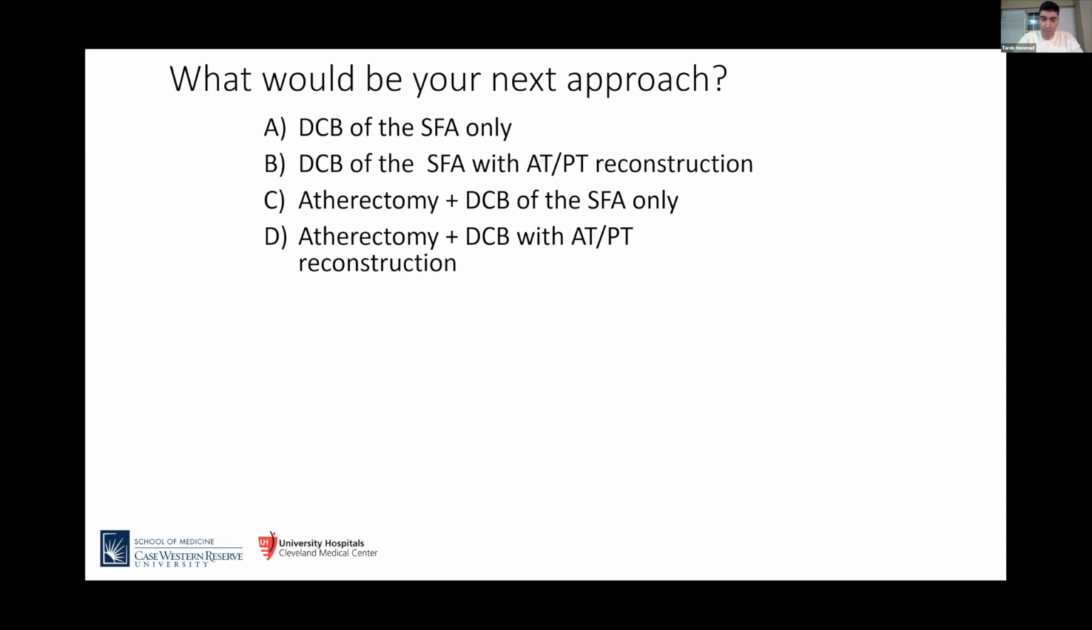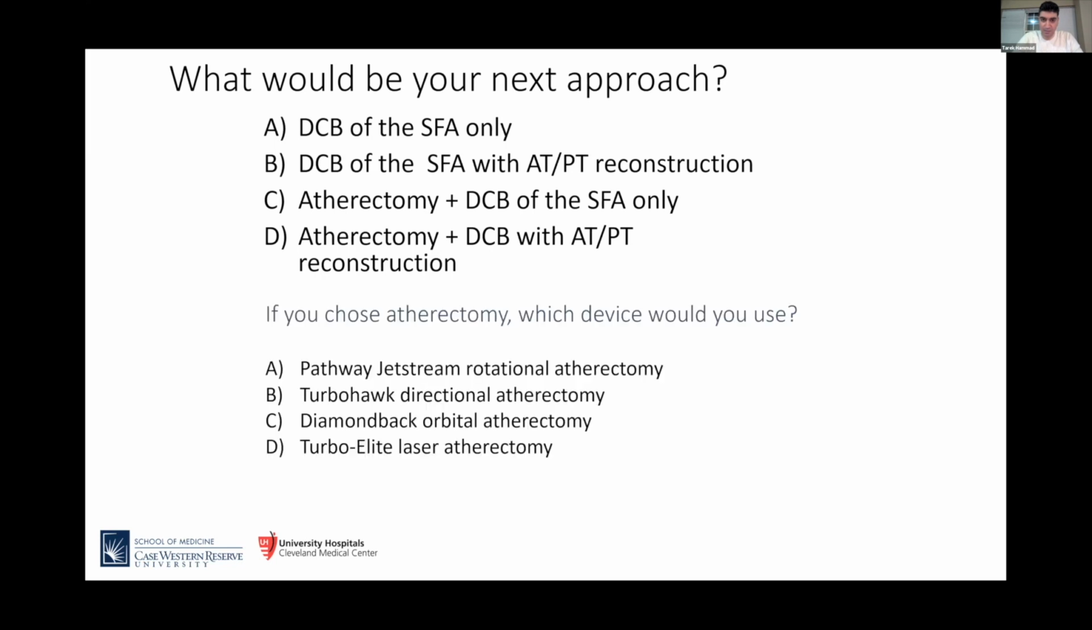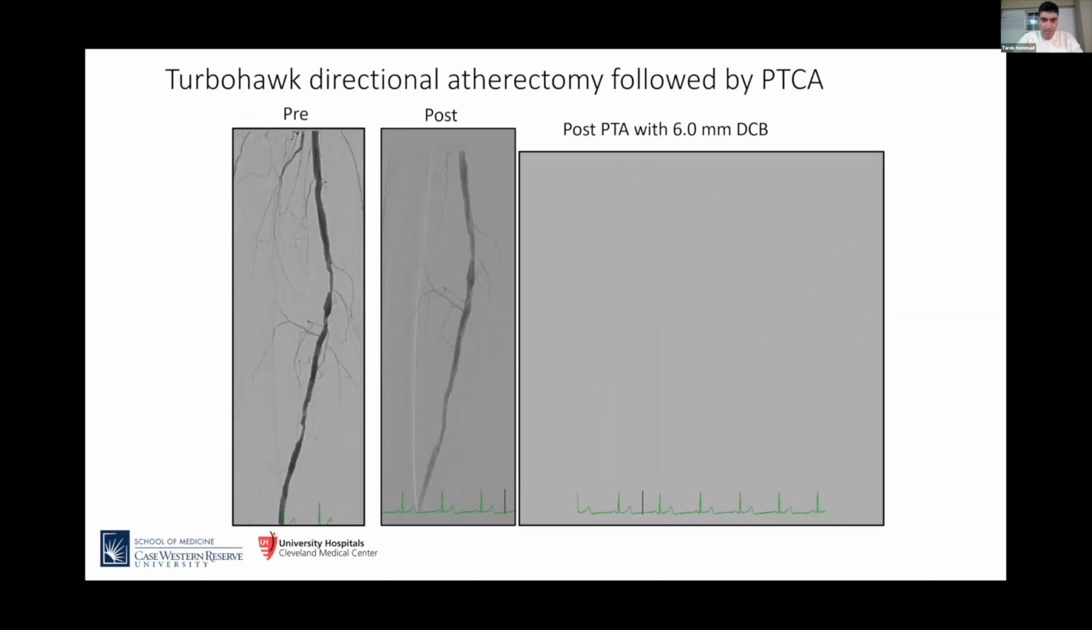For the SFA, our approach was, we like to modify these eccentric lesions, seem to be heavily calcified. We decided to modify with atherectomy and treat with DCB. So, we cross with Command, place a filter, perform atherectomy. Now, what device? As you know, we have many tools in the box. So for this case, eccentric calcium, we decided to go with HawkOne, directional atherectomy. So you can see pre and post on the right side. This is for the atherectomy. Then we did PTA with 5.0 balloon followed by DCB 6.0.